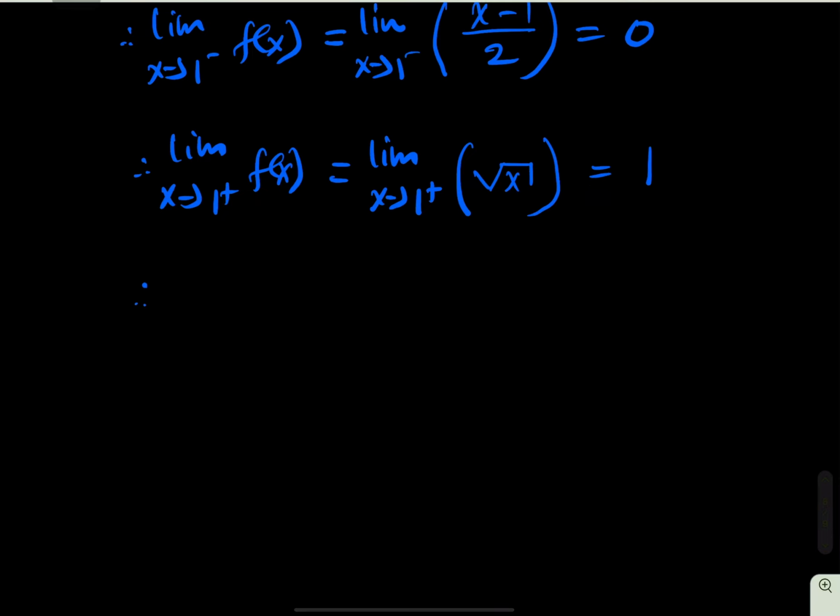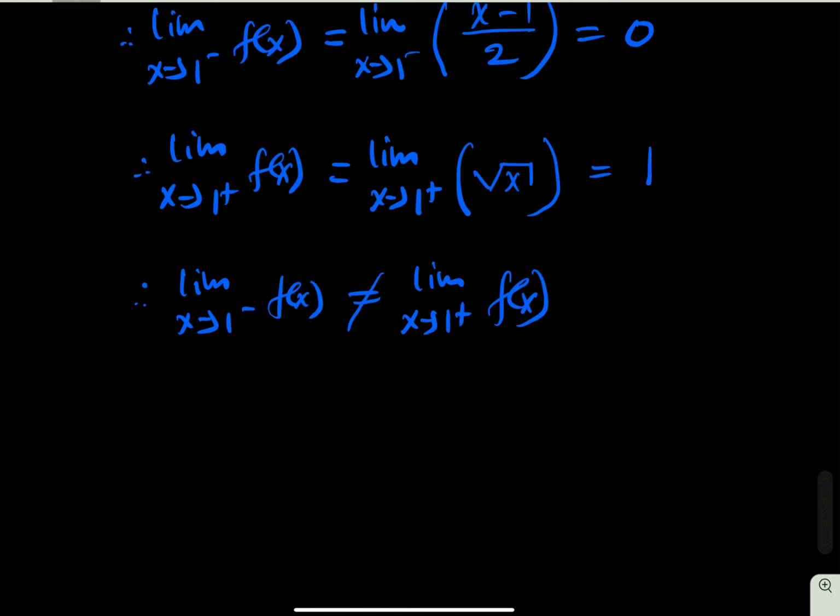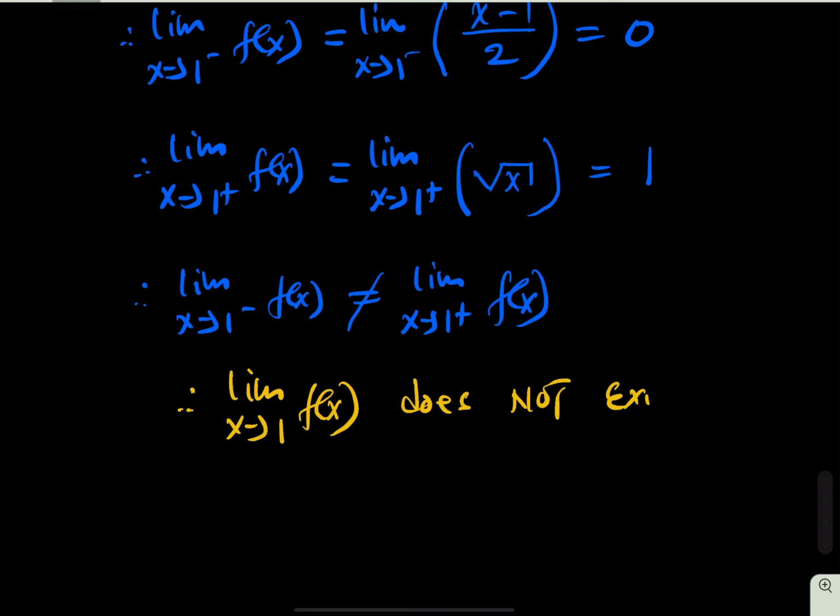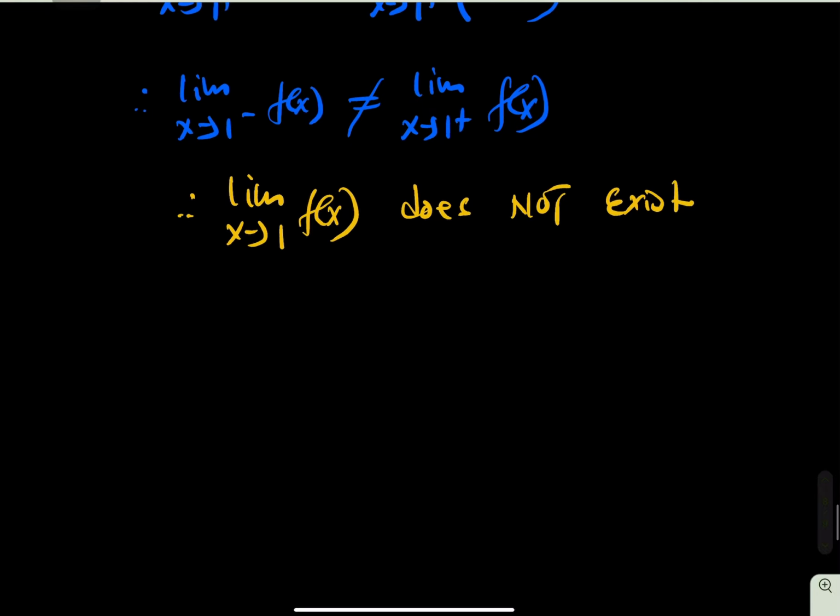So this tells you that the limit as x goes to 1 from the left of f(x) is not equal to the limit as x goes to 1 from the right of f(x). They are not equal. And this concludes that the limit as x goes to 1 of f(x) does not exist. The limit there as x goes to 1 of f(x) does not exist.